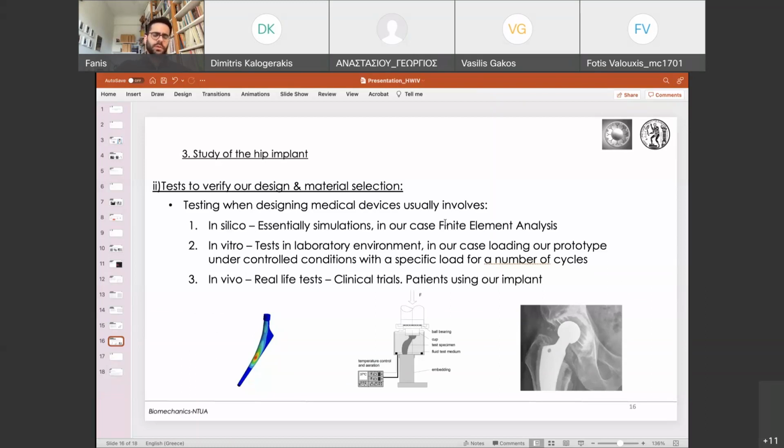Then you usually move into in vitro testing. In vitro is usually tested in a laboratory environment. In our case, it was this machine just applying loads again and again to our implant, so we can check that everything is okay, it can withstand.